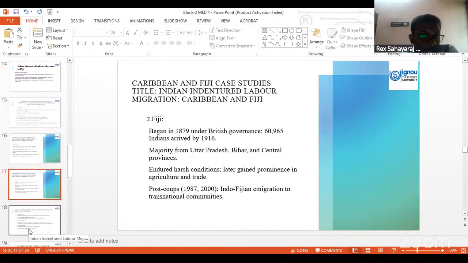Fiji is the same. It began in 1879 under British governance. 60,000 Indians arrived there by 1916, the majority from Uttar Pradesh, Bihar, and the central provinces. So the Indo-Fijian immigration led to transnational communities. They gained a lot in agriculture and trade activities in those countries and improved their own economic conditions as well as the host countries' economic conditions.